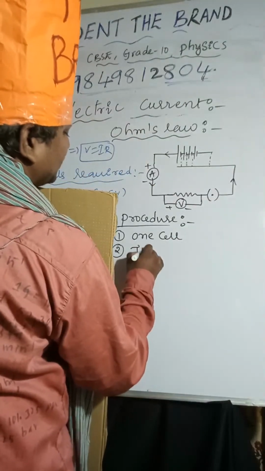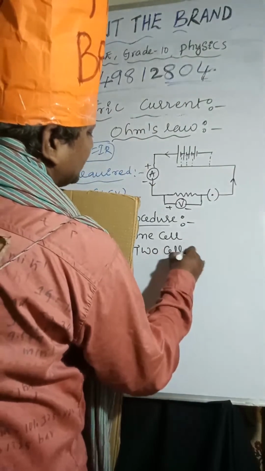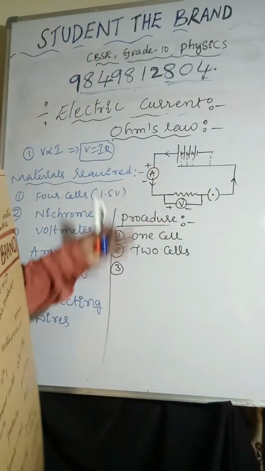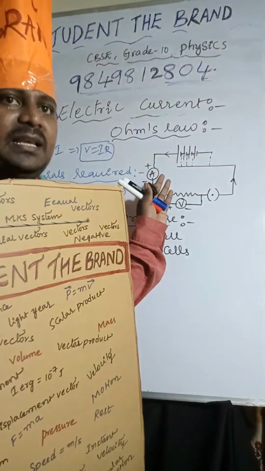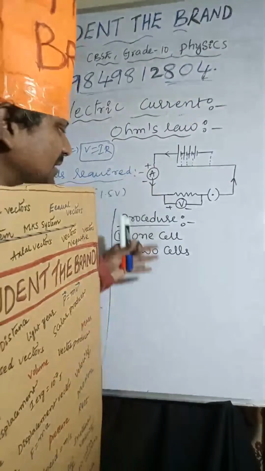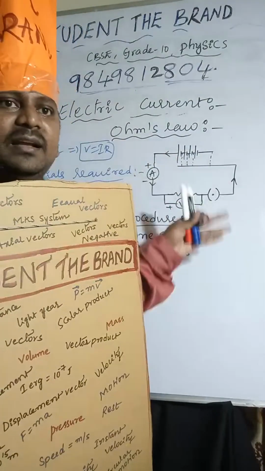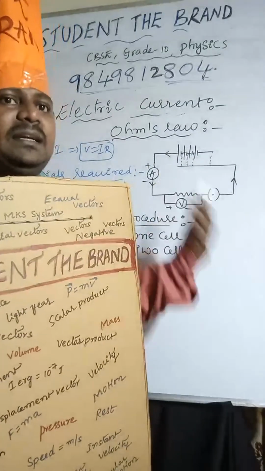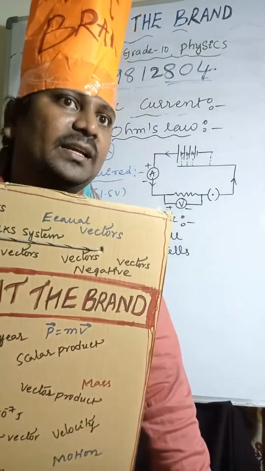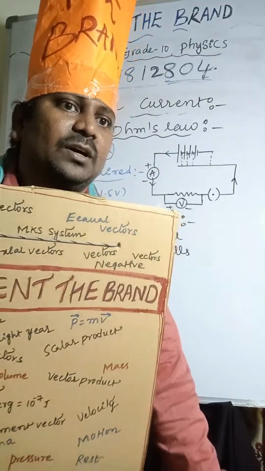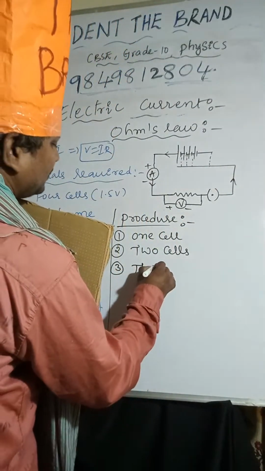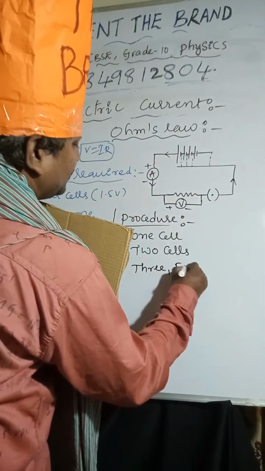Next, connect two cells and note down the reading of the ammeter and voltmeter. So first connect one cell and note the readings, then connect two cells and note the readings, and repeat the process for 3 and 4 cells.